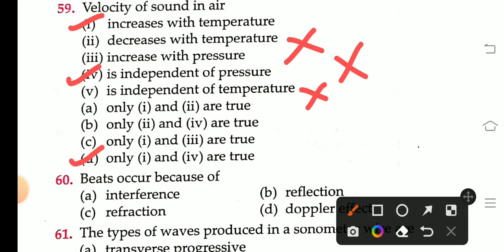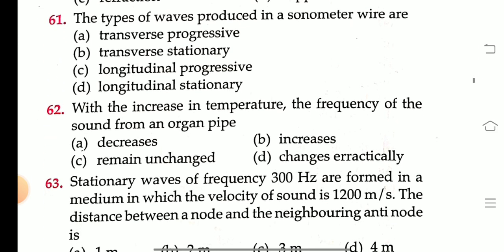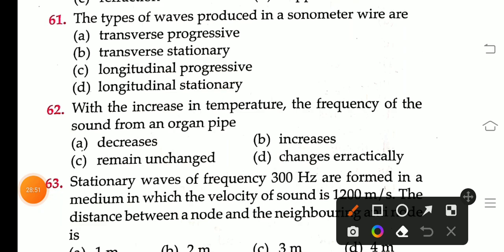Beats occur because of interference. The types of waves produced in a sonometer wire are transverse stationary. With the increase in temperature, the frequency of the sound from an organ pipe. Right answer option B. Increases.